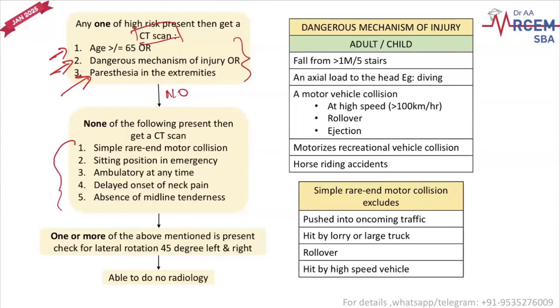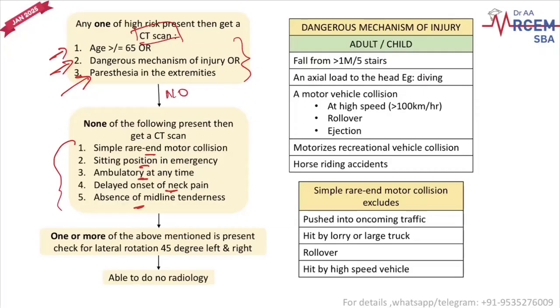Is it a simple rear motor collision? Or the patient was seated in the emergency department at any point of time? Or the patient was ambulatory at any point of time? Ambulatory means he was able to walk, get out of the car, or walk on the road. Delayed onset of neck pain: soon after the injury, he didn't get the neck pain. He started realizing it once he was in the emergency department or ambulance, or after hours of the incident. Then there is delayed onset of neck pain, and absence of midline tenderness.